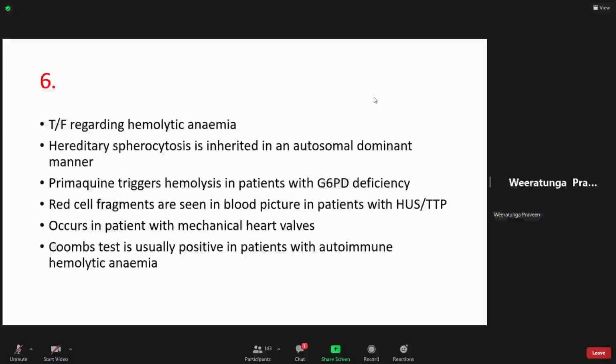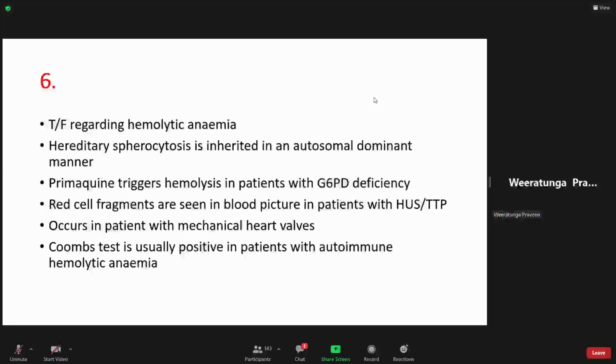G6PD deficiency is an enzymopathy. It is an X-linked disorder, as you know, and hemolysis occurs under oxidative stress. Famous triggers are anti-malarial drugs: primaquine, and another newer drug called tafenoquine, which can cause hemolysis. And there are certain other food substances that can also cause hemolysis in G6PD deficiency.